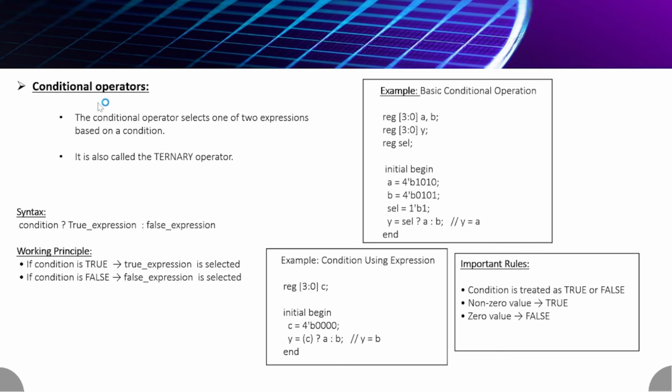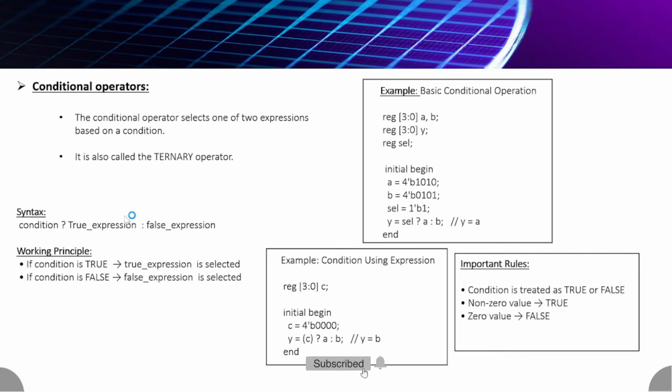Let's move to the conditional operators in Verilog. The conditional operator is used to select one of two expressions based on a condition. It is also called a ternary operator because it involves three parts: a condition, a true expression, and a false expression. The syntax of the conditional operator is condition ? true expression : false expression, like this.